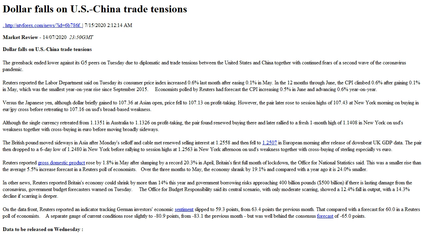Versus the Japanese yen, although dollar briefly gained to 107.36 at Asian Open, price fell to 107.13 on profit-taking. However, the pair later rose to session highs of 107.43 at New York morning on buying in EUR/JPY cross before retreating to 107.16 on USD's broad-based weakness.